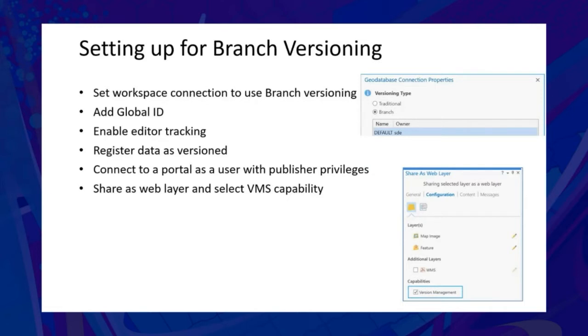To set up your data for branch versioning, you need to first change the geodatabase connection properties on the workspace connection to branch. Then on the data, you need to add global ID, enable editor tracking, and register the data as branch versioned. You then connect to the portal as a user with publisher privileges and share as web layer and select the version management capability.